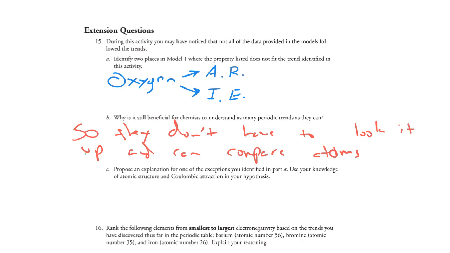Propose an explanation for one of the exceptions you identified in part A. So really it's all about stability. So we can just leave it at that. I will share with you now that electrons really like to pair up. And so that's one reason why an odd number of electrons might be less stable and therefore have something like lower ionization energy or a larger radius. But it's all about this idea of stability.